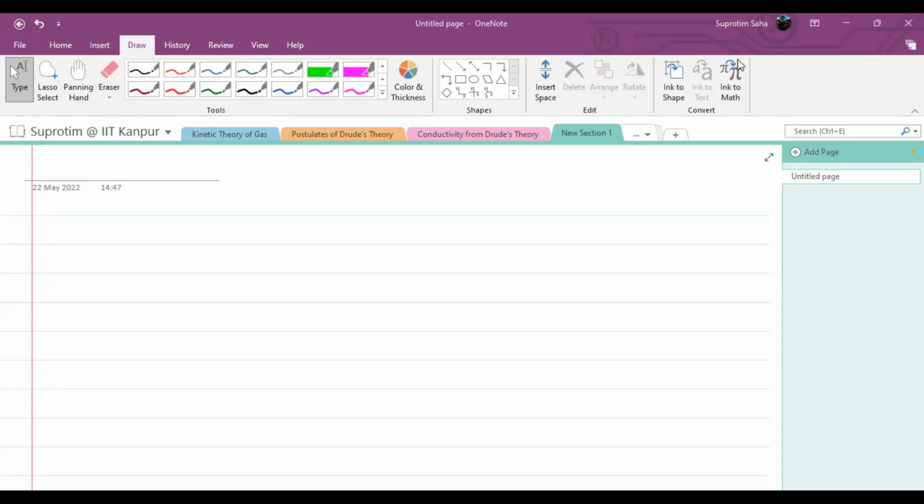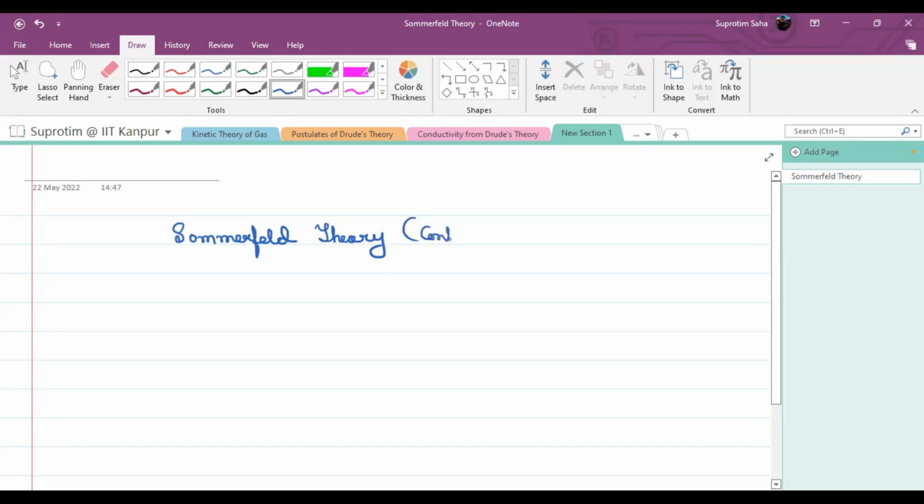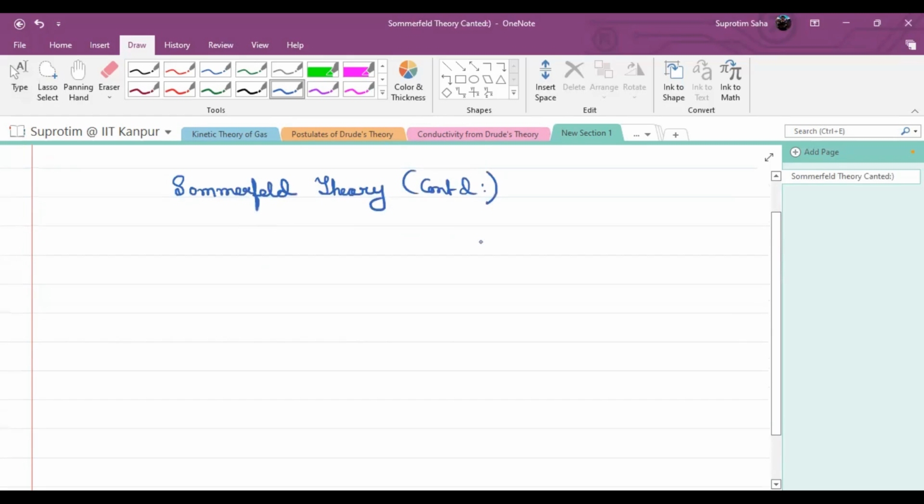In the Sommerfeld model, which was basically a quantum treatment, you consider, let me just write, Sommerfeld theory, continue. What we considered is a cubic box with dimension L. Each side has a length L. The length, breadth, and the height have a length scale L.